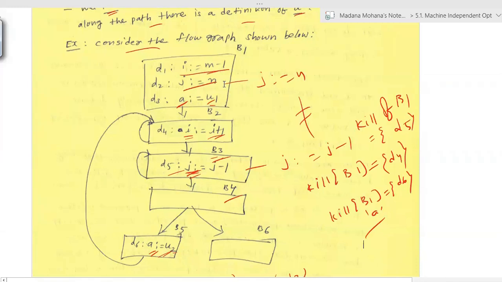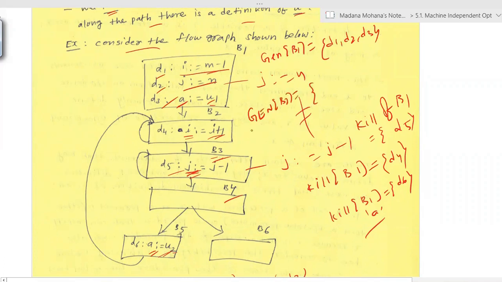Then generate values directly, I already mentioned. So gen of B1, what are the definitions defined? D1, D2, D3, three definitions. Similarly, gen of B2, what are the definitions defined in B2? D4. Then similarly, gen of B3, what are the definitions defined in B3? Only D5. Only the definition numbers you can use.